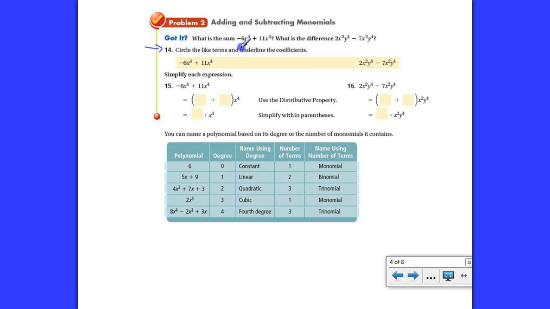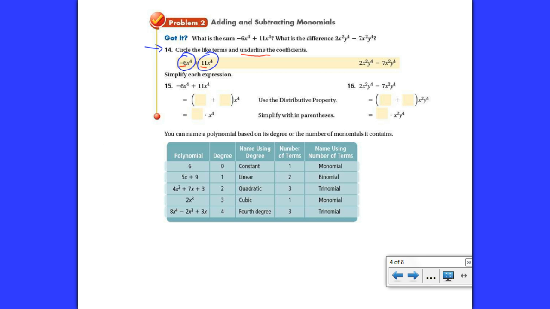It says circle the like terms and underline the coefficients. Okay, well, this is negative 6x to the fourth and 11x to the fourth, and those are like terms because they're both x to the fourth. Remember, they have to have the same exact variables to be like terms. So it said circle the like terms. Now then it says underline the coefficients, and I'll do those in red. The coefficient is negative 6 and the coefficient is 11.